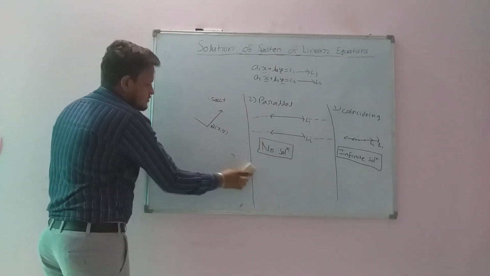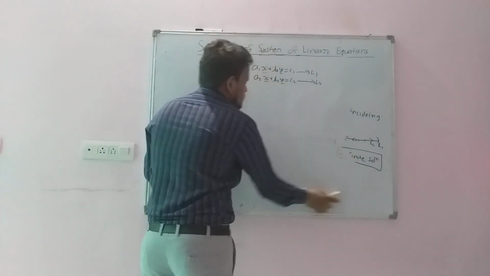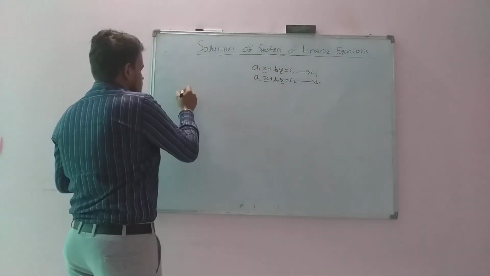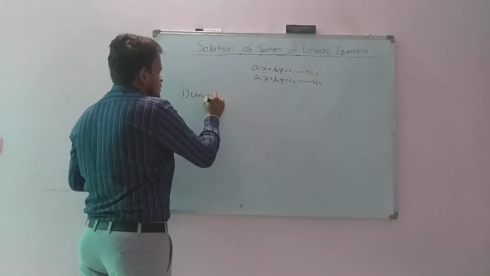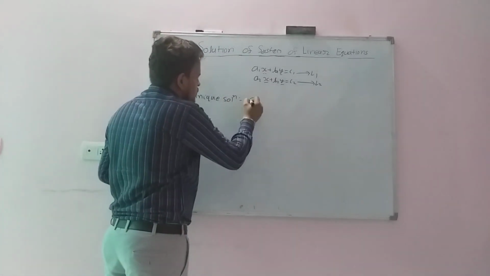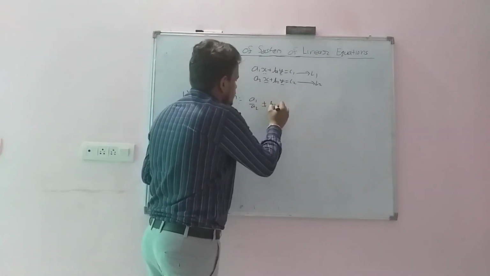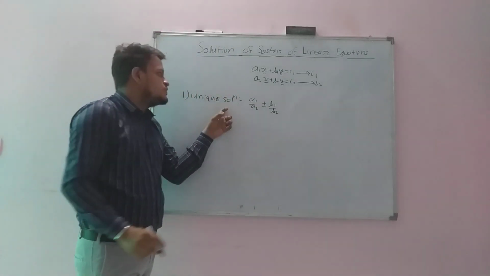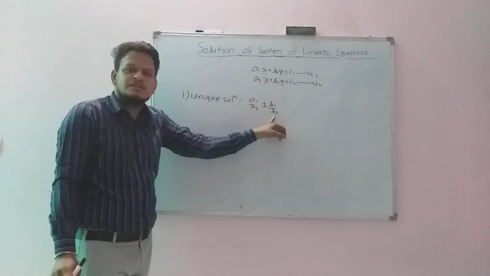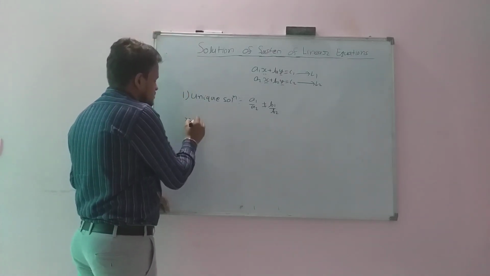Now we want to check whether the solution is unique or no solution or an infinite solution by using the values of a1, a2, b1, b2 and c1, c2. So we will take the first case, that is unique solution. If the value of a1 upon a2 is not equal to b1 upon b2, then we can say that a unique solution exists. And as you also remember, a1 upon a2 not equal to b1 upon b2 is the condition of intersecting lines.